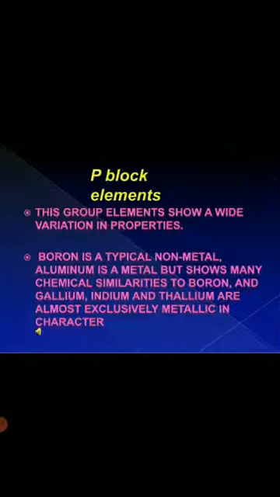Students, this group of elements shows a wide variation in properties. For example, boron is a typical non-metal, aluminium is a metal but shows many chemical similarities to boron, and gallium, indium and thallium are almost exclusively metallic in character.